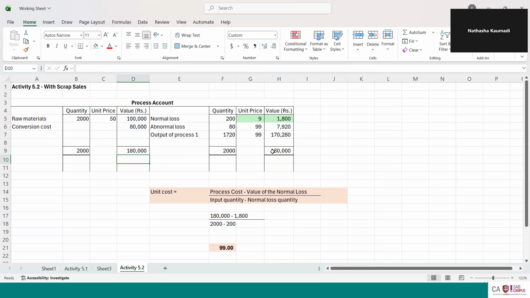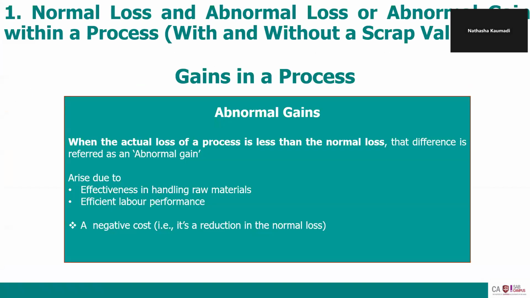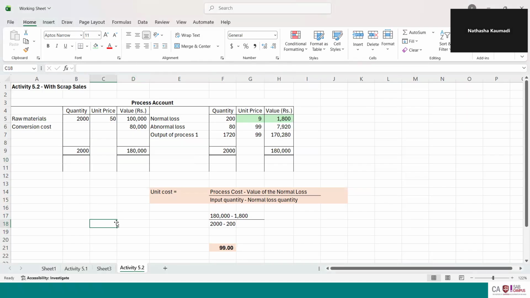So the only difference is when you have scrap sales, remember you need to write the value for normal losses and you need to adjust that in output unit cost calculation as well. Right. So I'm not explaining again and again because since this is a recording, you can re-listen to the same recording. So that is how you take that. Right. With that, moving on to another concept in process costing.